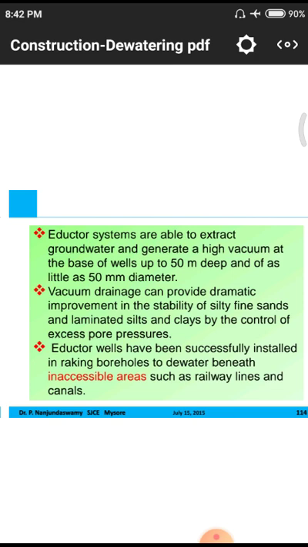Next one: ejector wells have been successfully installed in raking boreholes to dewater beneath inaccessible areas such as railway lines and canals. Normally railway lines and canals. Why? Because ejector wells have been successfully installed in raking boreholes to dewater beneath these; here they are used particularly for railway lines and canals.